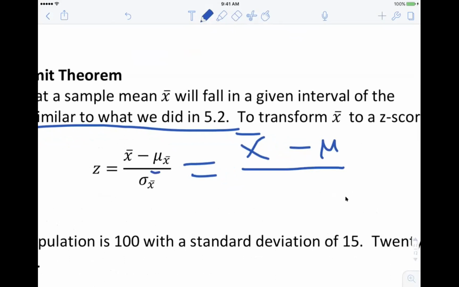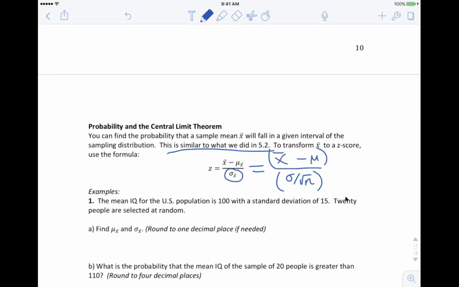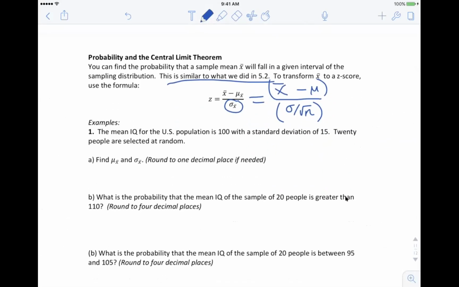And then sigma sub x bar we just saw has its own little formula. That's sigma divided by the square root of n. So I would use this form of the formula when you're finding a z-score. Anytime you're finding a z-score in 5.4, use this and you'll get it right, okay? And we'll do some examples now. Okay, so let's run through the examples on this page.